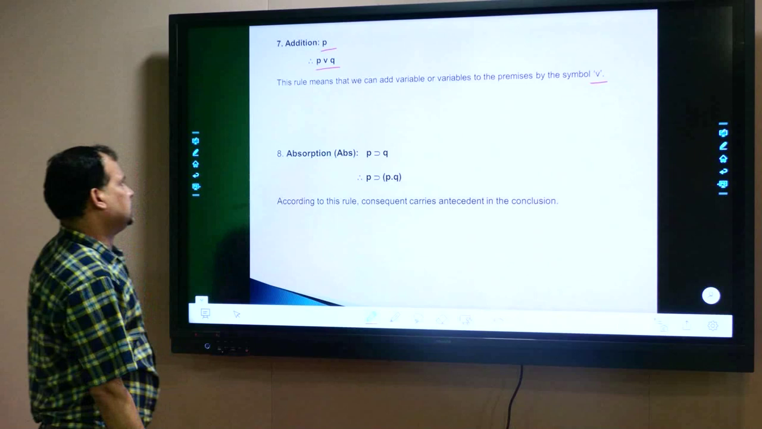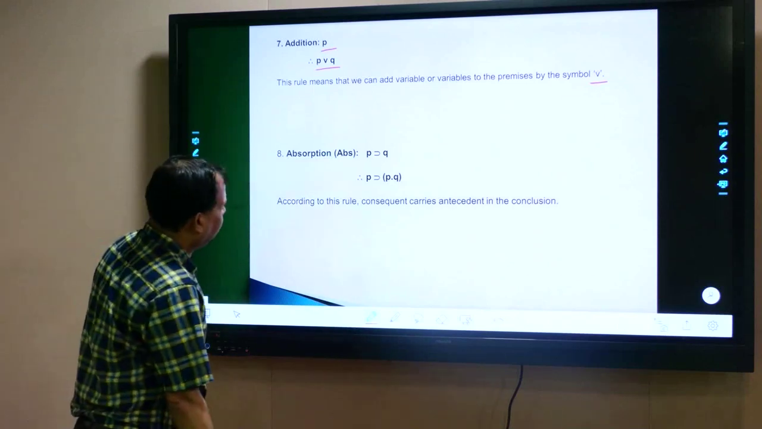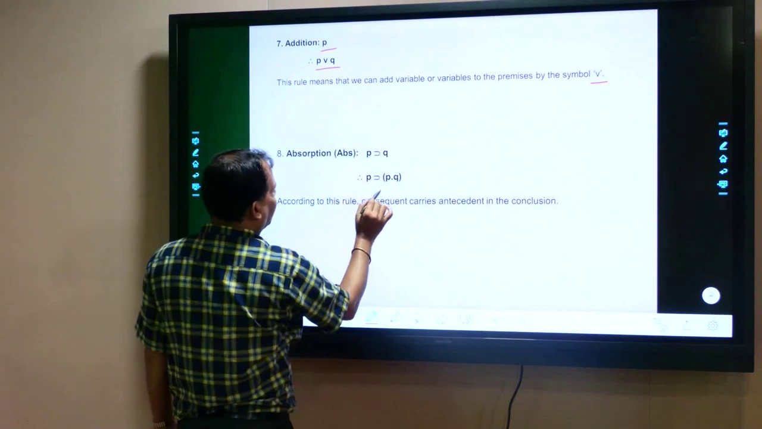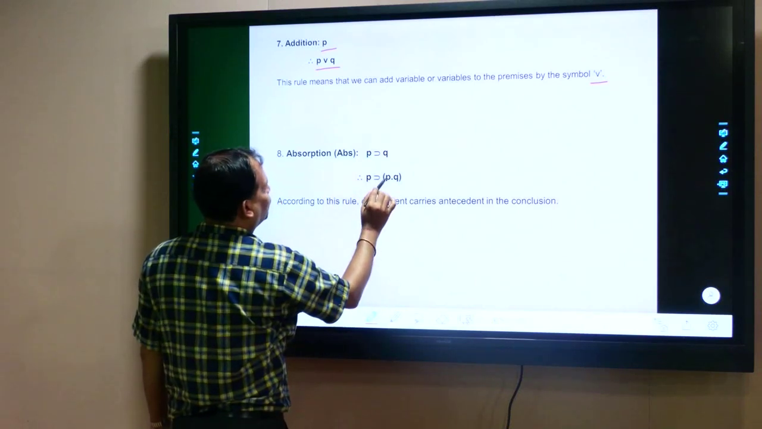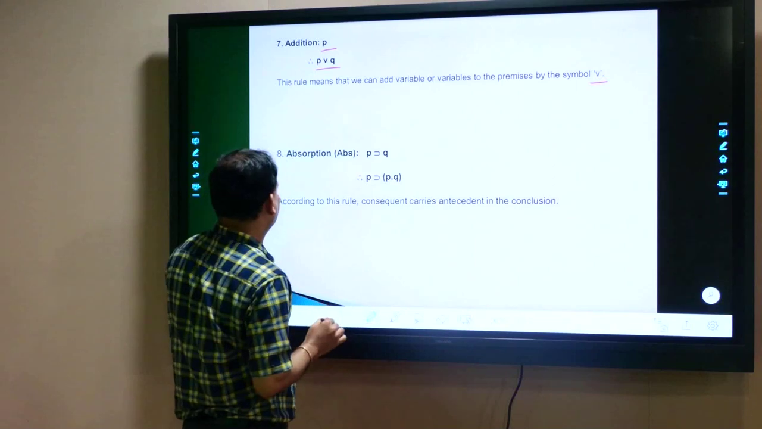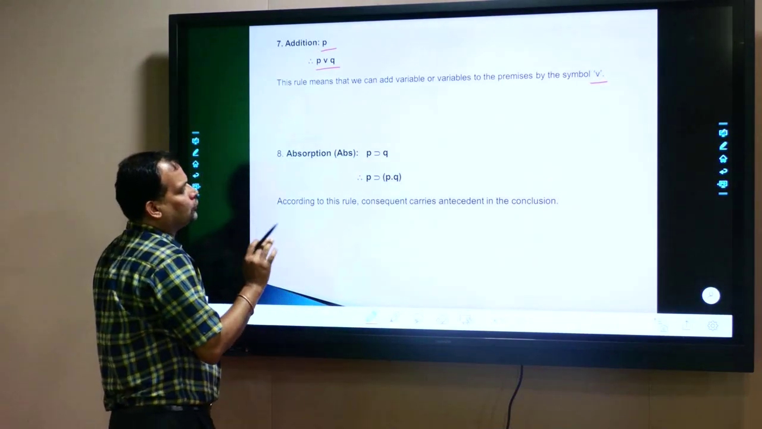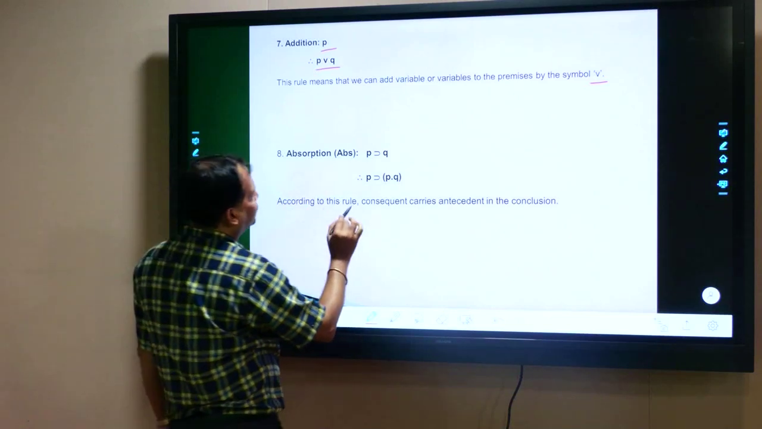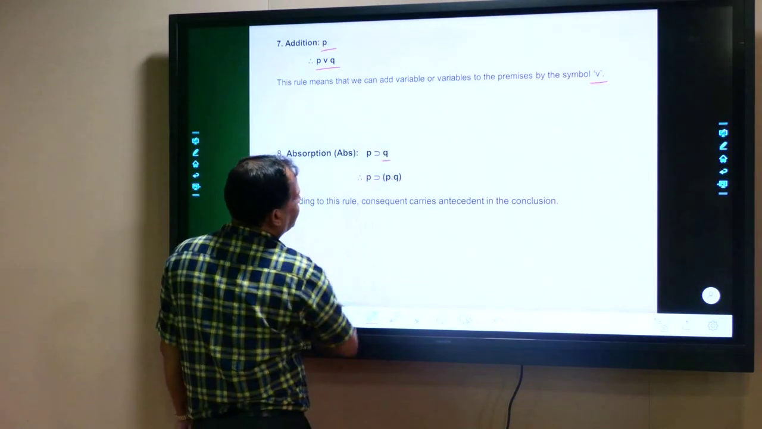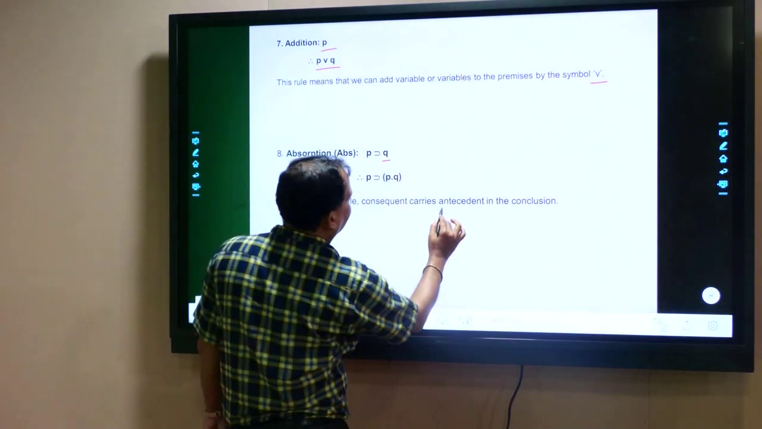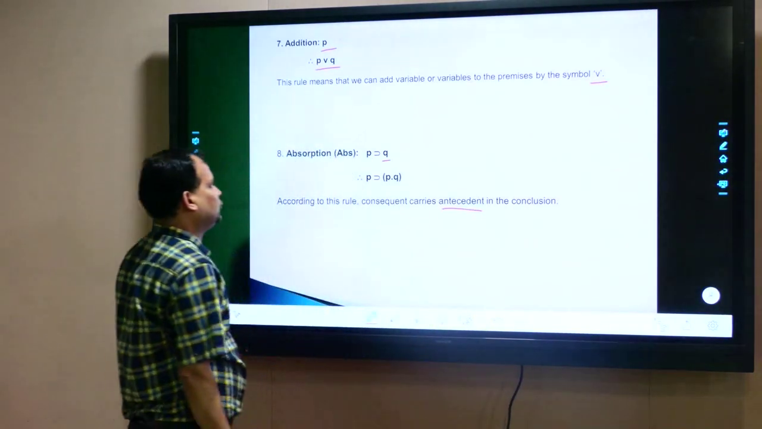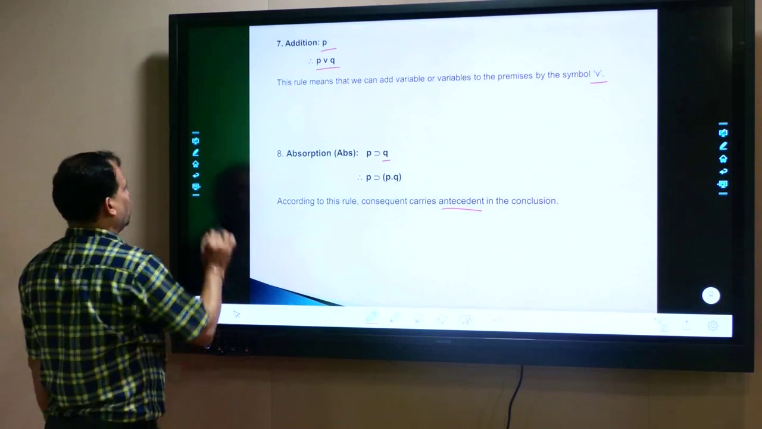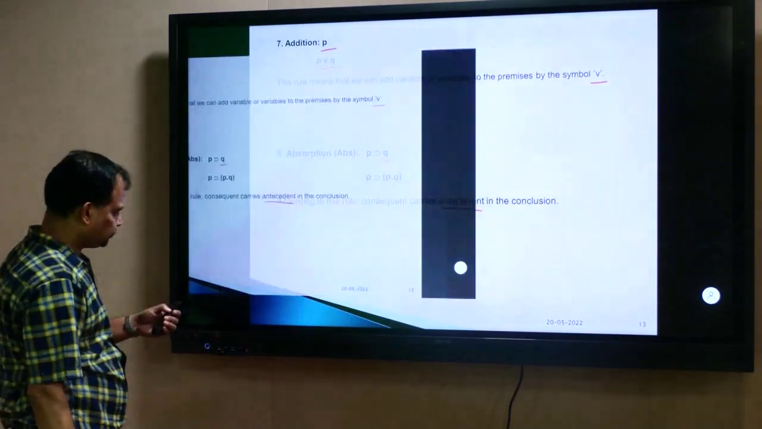Now the next rule is absorption. P implies Q, therefore P implies (P dot Q). So according to this rule, the consequent carries the antecedent in the conclusion. So this is the rule of absorption, dear learners.